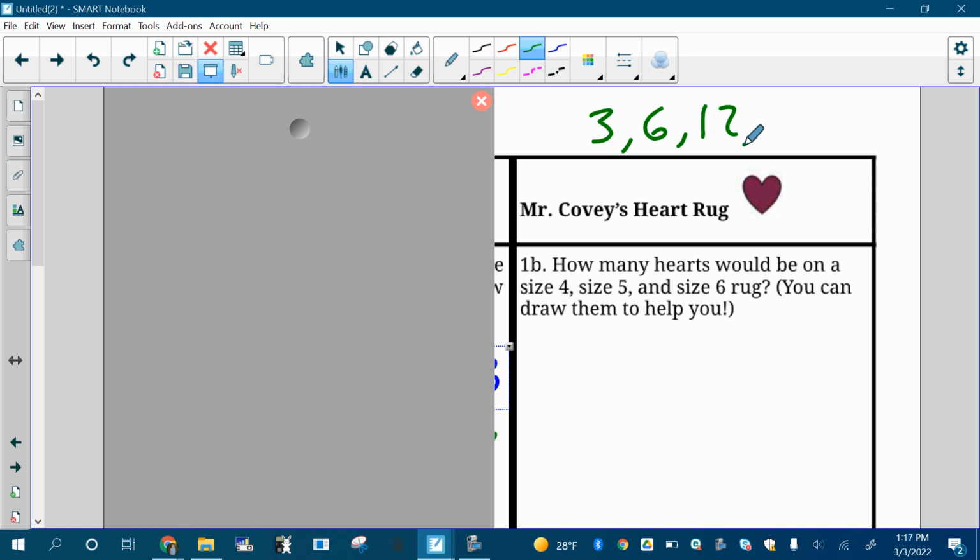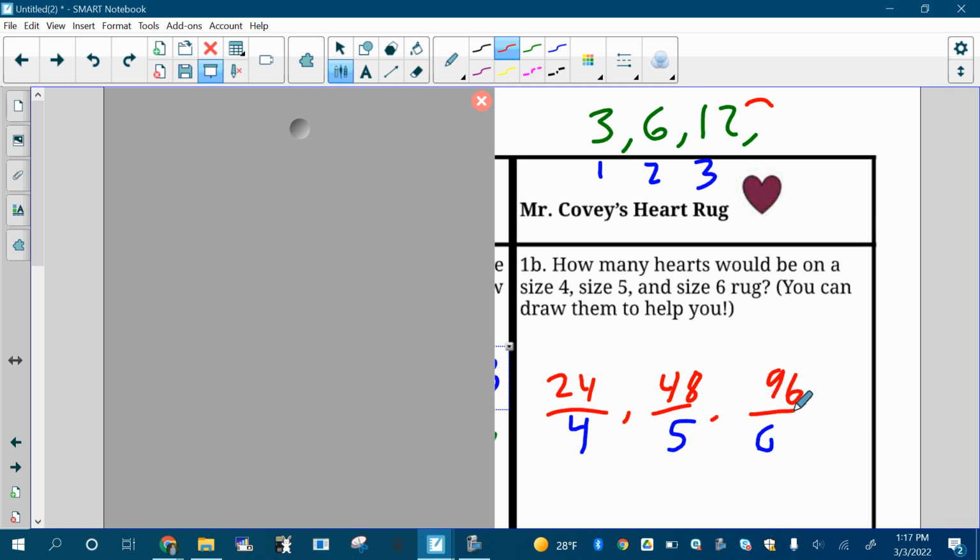If I continue that pattern, it's not an adding pattern. This time it's a multiplying pattern. What am I multiplying by? Times 2. So the next rug would have, this is size 1, size 2, size 3. A size 4 rug would have times 2 again, would have 24 hearts. A size 5 rug would have 48 hearts. And a size 6 rug would have 96 hearts.